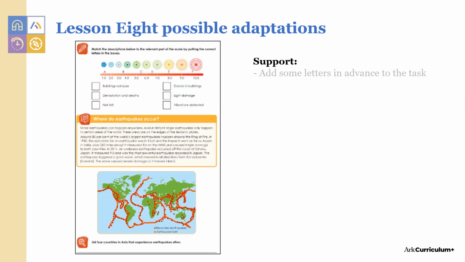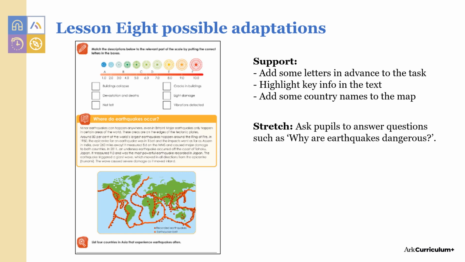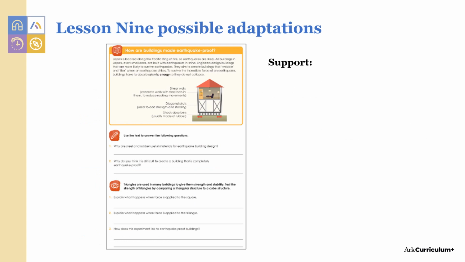In lesson 8, you can support pupils by adding some letters in advance to the task, by highlighting key information in the text, by adding some country names to the map, and by stretching pupils to answer questions such as, why are earthquakes dangerous?